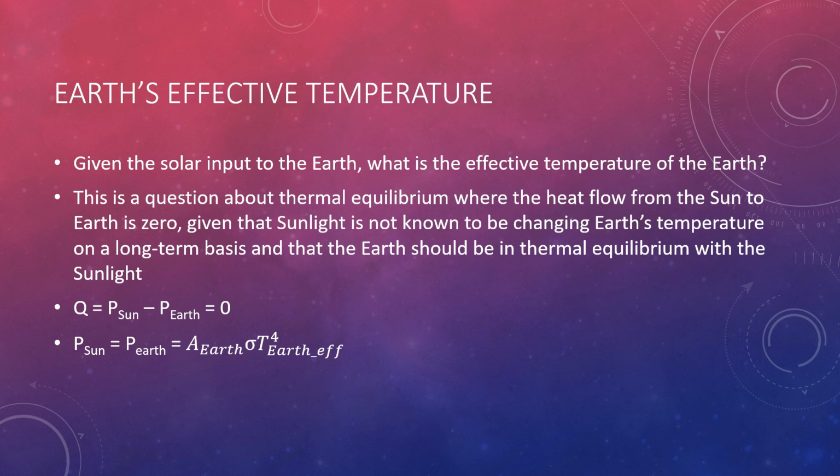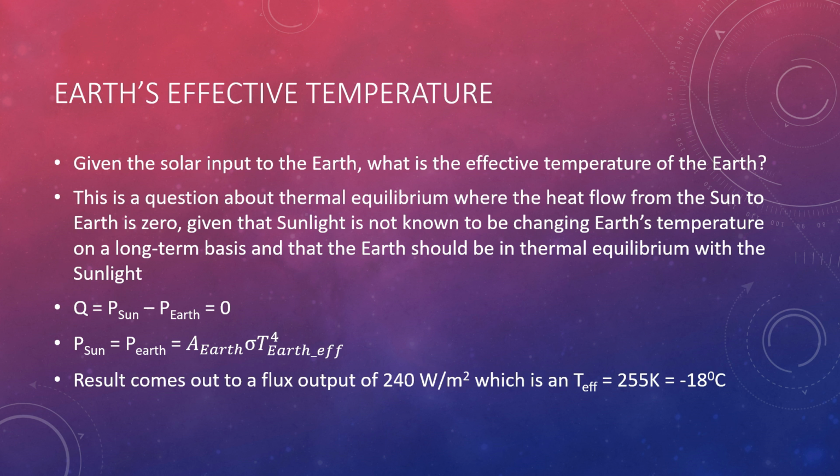Okay, so here's the equation then. Q, heat from the sun, equals the power from the sun minus the power from the Earth, and that's equated to zero, so that the power from the sun equals the power emitted from the Earth. So you have that equation there, and the result comes out to a flux output of 240 watts per meter squared, which is an effective temperature of 255 Kelvin, or minus 18 degrees Celsius. So that's all fine. But where does the error actually occur? How do they get to a flat Earth from there?